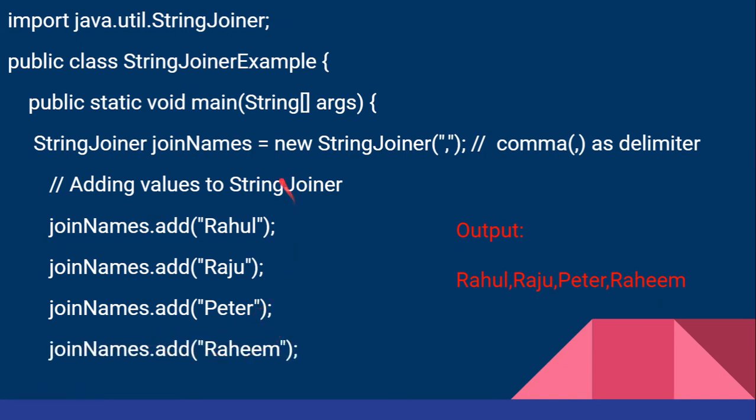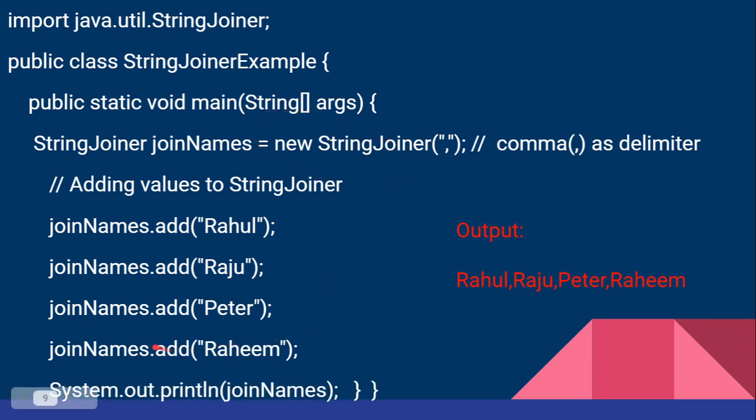So here we can see, as we have mentioned, the delimiter is comma. Automatically the system will put a comma in between these words. So the output will be Rahul, comma, Raju, comma, Peter, comma, Rahim. This comma is given from the delimiter which is created in the StringJoiner class. And now we are printing System.out.println joinNames. Now joinNames initially was empty, and we are using the delimiter which is the comma. Now we are adding these constants Rahul, Raju, Peter and Rahim, and when you print this, it will be the combination of all these four names with the comma in between.